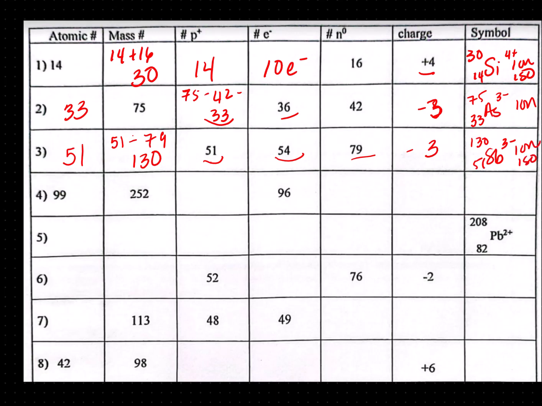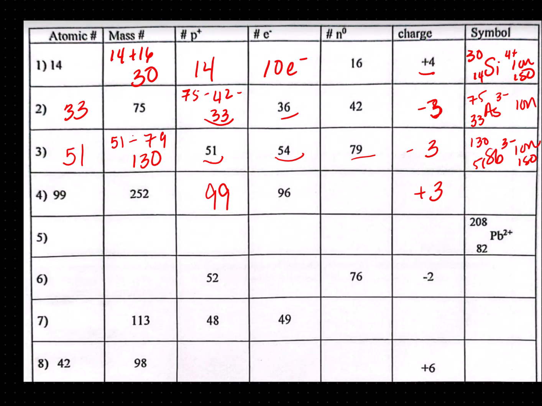Number 4, atomic number is 99. Number of protons is also 99. Since the protons and electrons do not match, this is an ion. This is a +3 ion, a cation. 99 minus 96 is 3. There are 3 more protons, meaning there are more positive charges than negative charges.